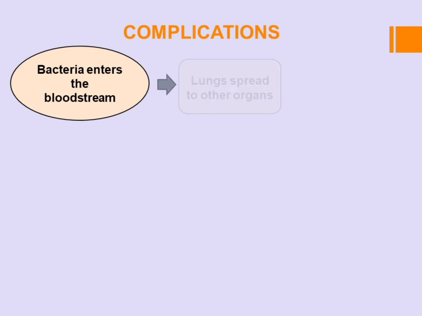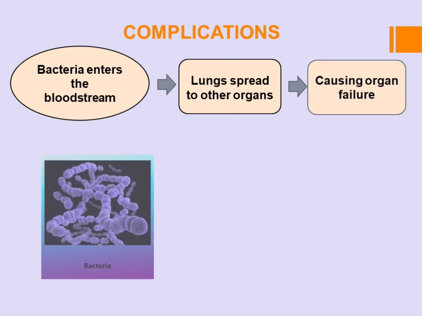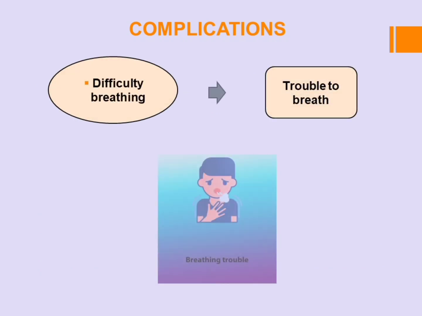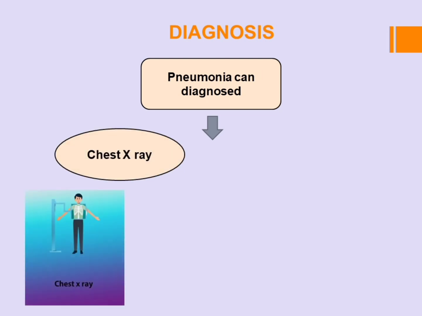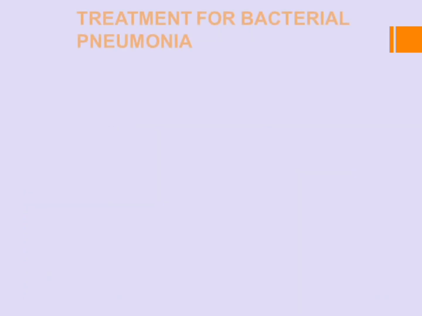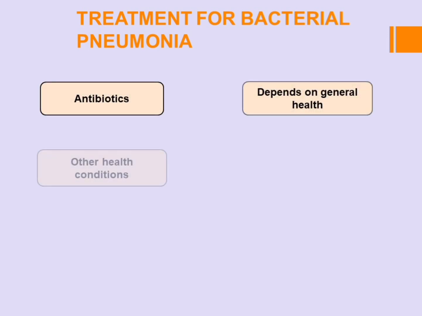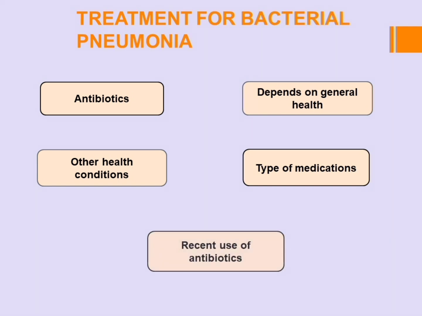Complications: bacteria that enter the bloodstream from your lungs can spread the infection to other organs, potentially causing organ failure. Breathing difficulty: because of the pneumonia, breathing trouble will occur. Diagnosis: pneumonia can be diagnosed with a chest X-ray and the amount of oxygen in blood using the pulse oximeter. Treatment for bacterial pneumonia: bacterial pneumonia is usually treated with antibiotics. The specific antibiotic choice depends on factors such as general health, other health conditions, the type of bacteria, and recent use of antibiotics.